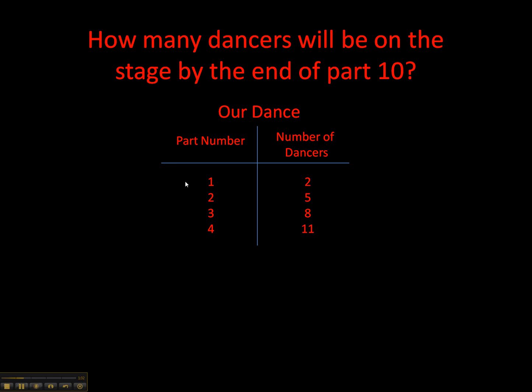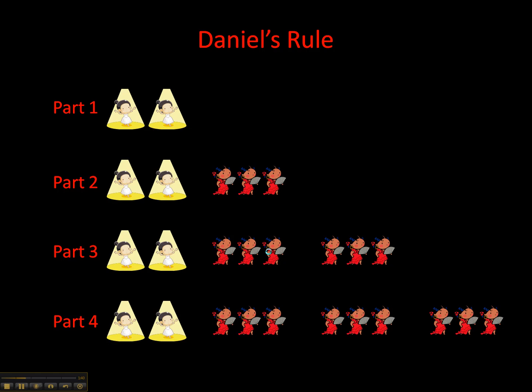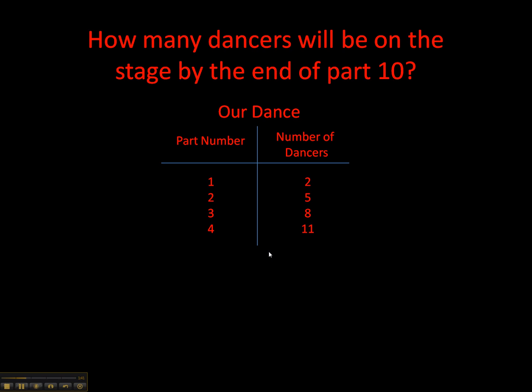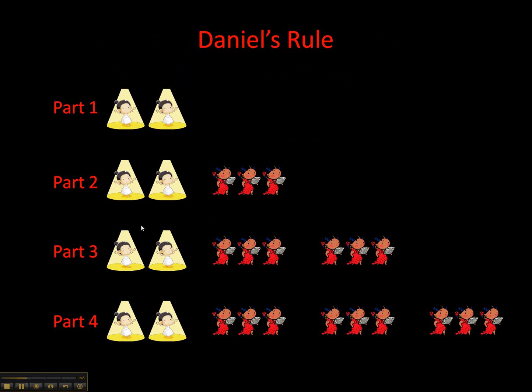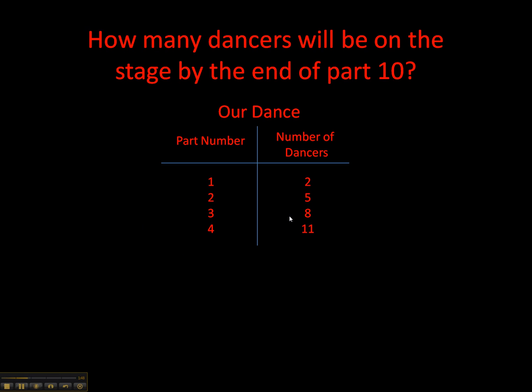He writes a table of values, and this is our dance. The part number is here, so part 1 we saw 2 dancers, and you'll remember that that's the 2 dancers there. Then in part 2 we had 5 dancers, so you'll see here there's 5 dancers, okay? And then so on. Part 3 had 8, part 4 had 11.